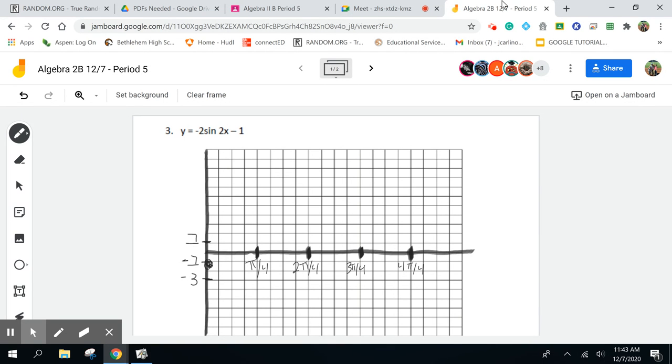Sine starts at the midline, then goes where? To the max. You're correct, but look at the equation. Oh, it's negative, so I have to go to the minimum. Yep, so now go to the min. All right, now where? Back to the midline. Yep, go ahead.